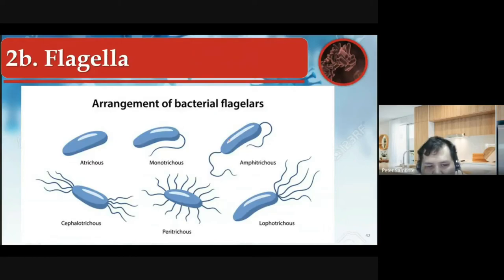Now, this is their appearance. So, we have your atrichous, walang flagellum. Monotrichous, a single flagellum. Amphitrichous, single flagellum at both ends. Lophotrichous, tuft of flagella at one end. Peritrichous, surrounding. Then, cephalotrichous, class, both ends with tuft of flagella.